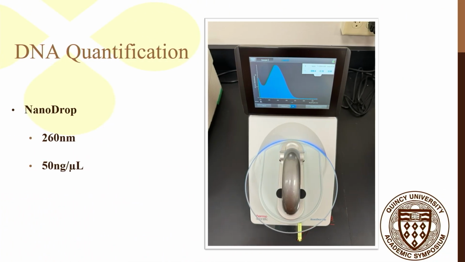This is our very famous DNA quantification machine, also known as the nanodrop. The nanodrop uses electromagnetic waves in the form of light at 260 nanometers. The DNA will then absorb it, and based off of the absorbance, it will be given in nanograms per microliter. After we get a concentration, we will then dilute the sample to around 50 nanograms per microliter. That way, we have consistent amounts of data for our samples.